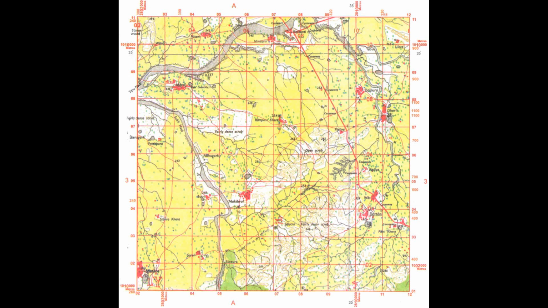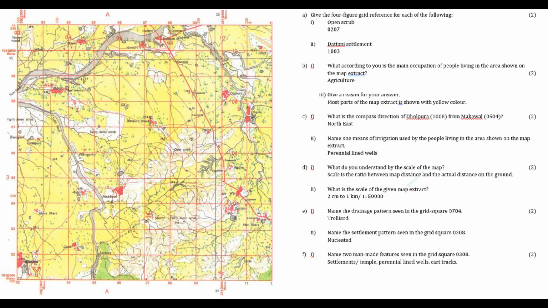Open scrub. 0207. Dadani settlement. 1003. What according to you is the main occupation of people living in the area shown on the map extract? Agriculture. Give a reason for your answer. Most parts of the map extract are shown with yellow color.